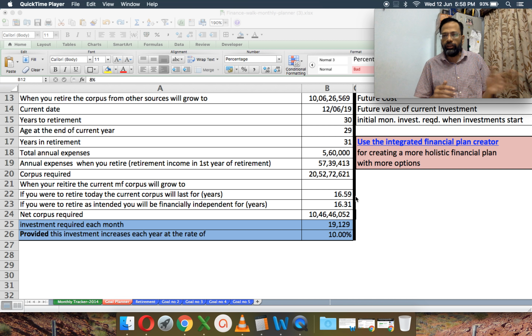I'm not saying you should not look at your portfolio. Have a look at it once a year. But don't get bogged down about returns. Look at these numbers. This is what you need. You can't eat returns. You need money. And this tells you how long that money will last.